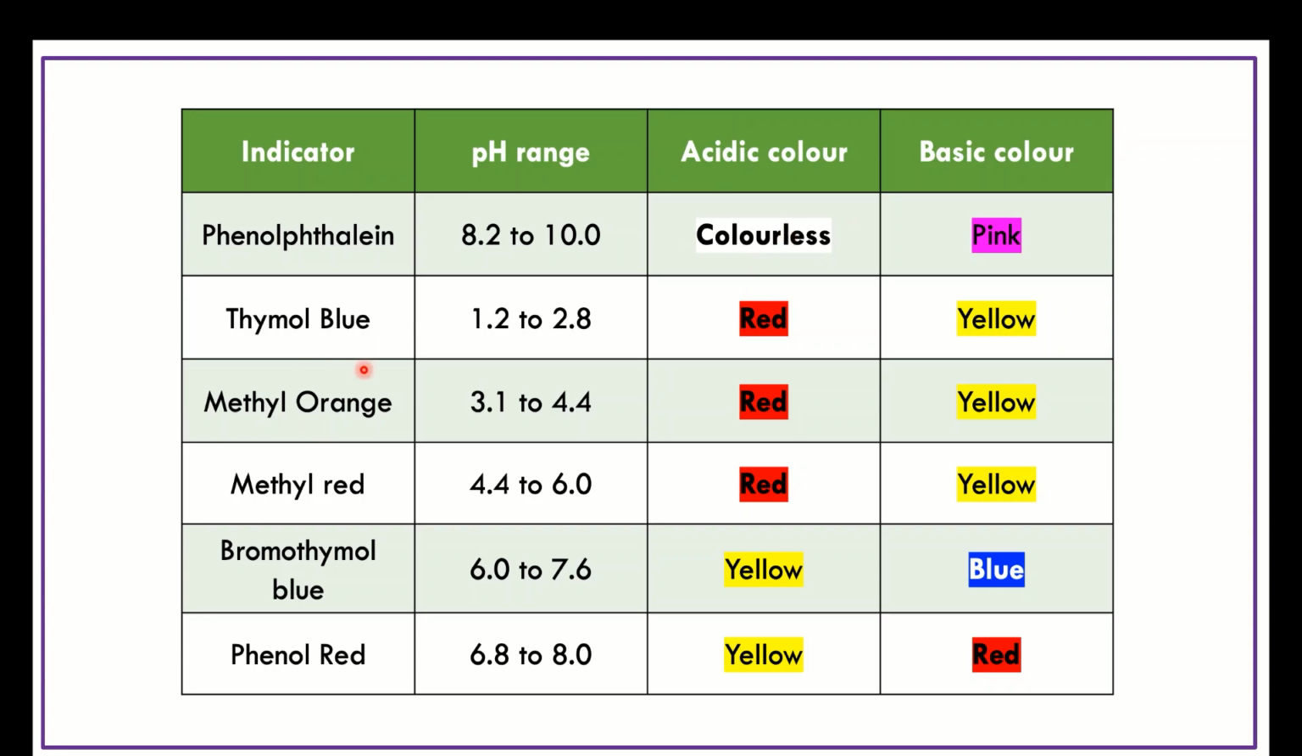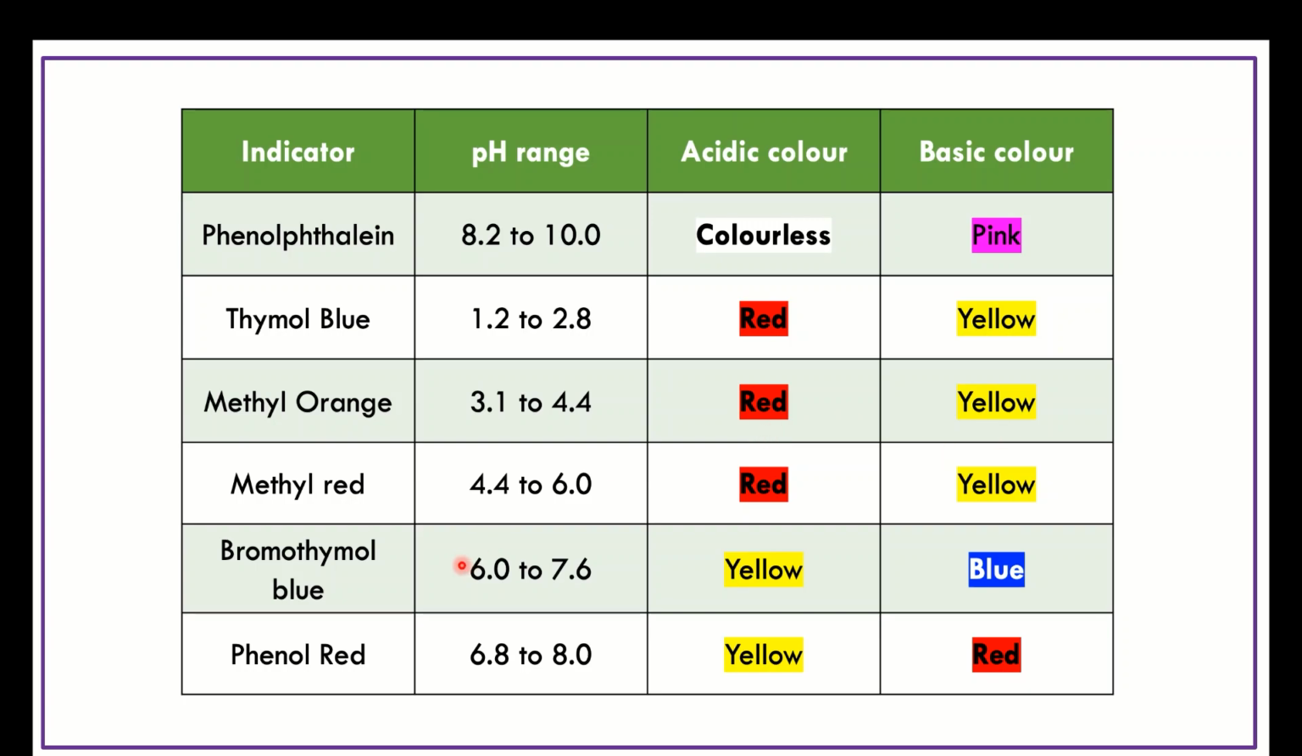Thymol blue, it is having the pH range of 1.2 to 2.8. That means it is an acidic type of indicator which gives red color in acidic solution, whereas the color changes to yellow in a weak basic medium. As such, we say it is acidic medium because the range is 1.2 to 2.8. Methyl orange, it is having the pH range of 3.1 to 4.4, and it is giving the same acidic color red and yellow in the basic solution.